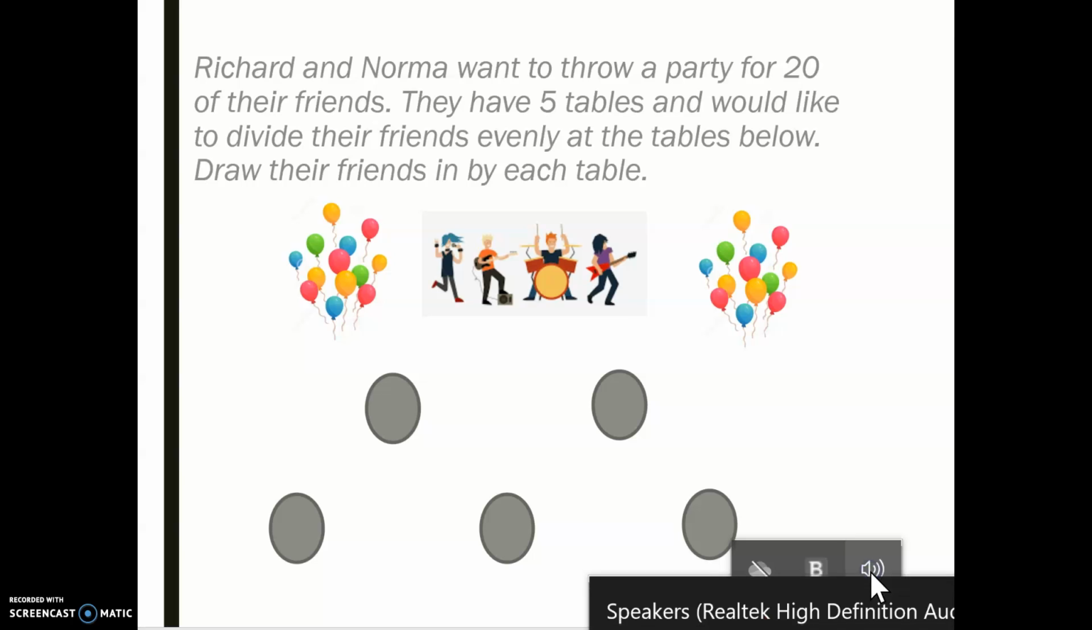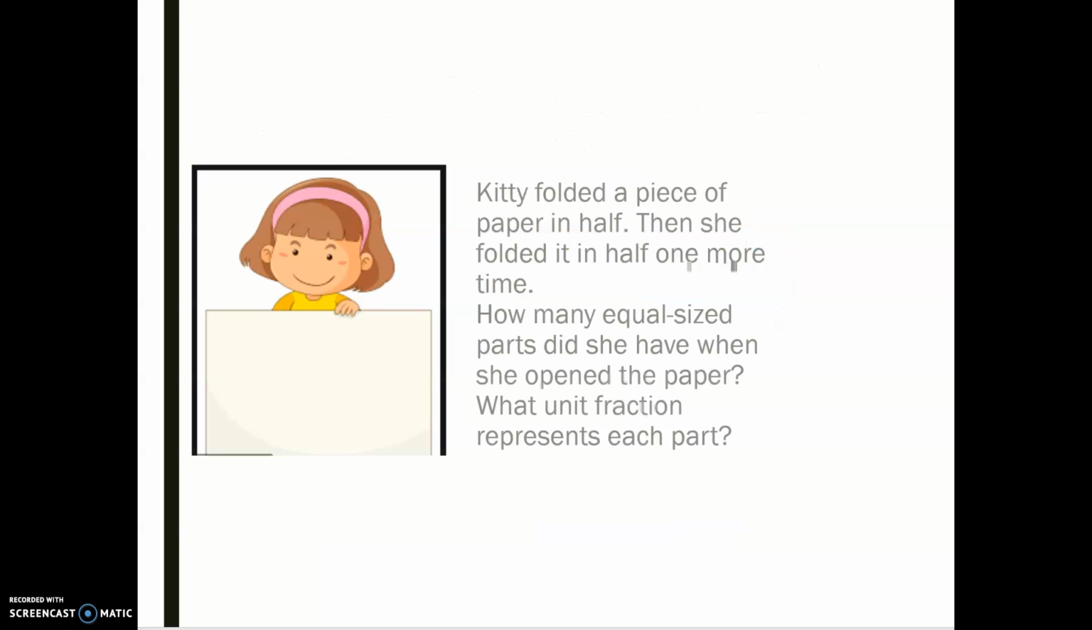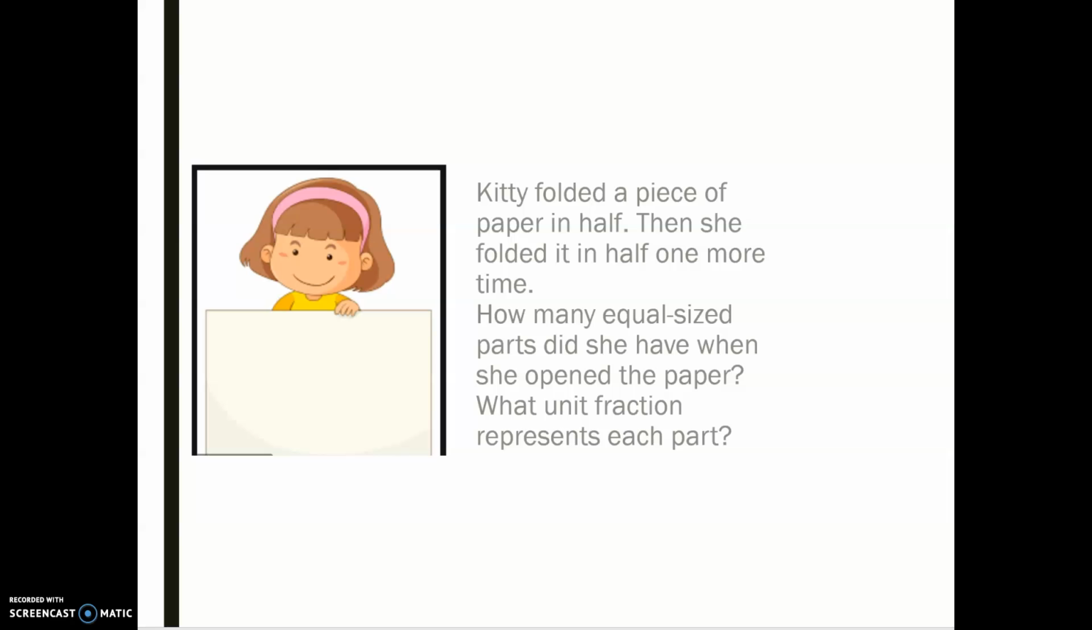Okay, next. Kitty folded a piece of paper in half, then she folded it in half one more time. How many equal-sized parts did she have when she opened the paper? 4. What unit fraction represents each part? 1/4.